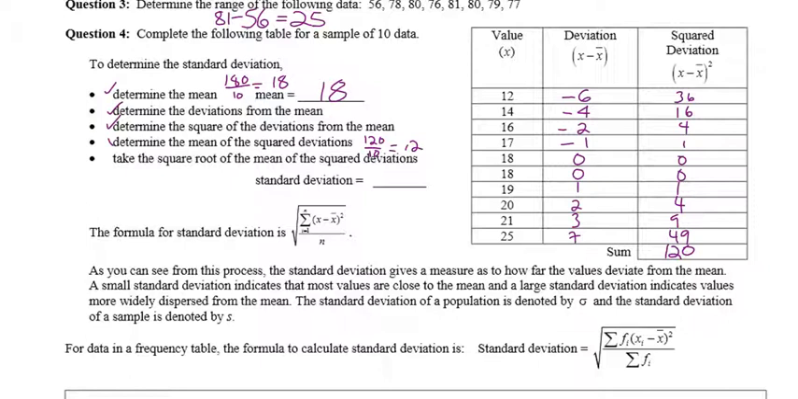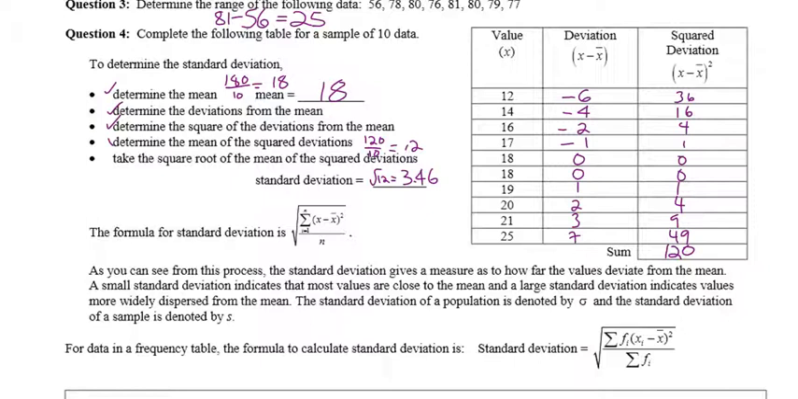And what is the square root of the mean of the squared deviations? Root 12 is equal to 3.464, so we'll go with 3.46, to the nearest hundredth. That's what's called the standard deviation.